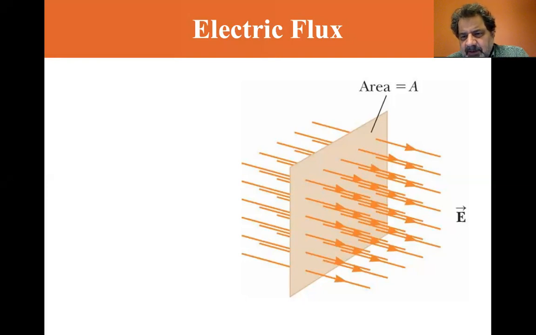So you can see that there's an E, the electric field, passing through an area. So the flux is the electric flux. We're going to talk about magnetic flux in a few more chapters. So here you have the electric flux is equal to the electric field times the area that it passes through. Pretty straightforward.